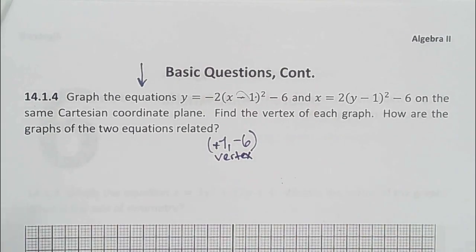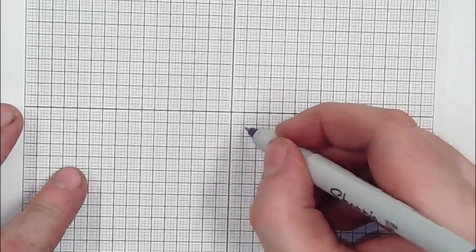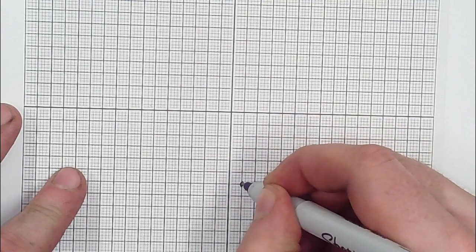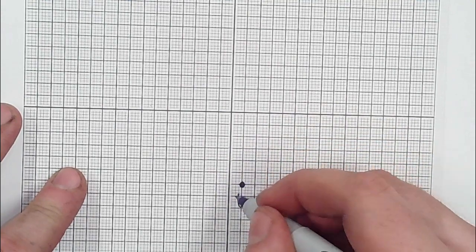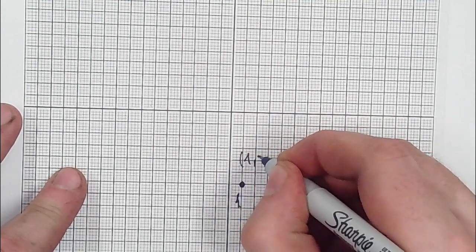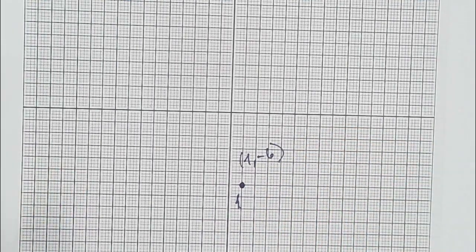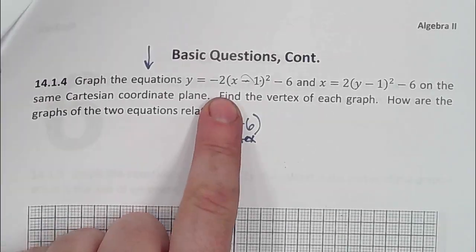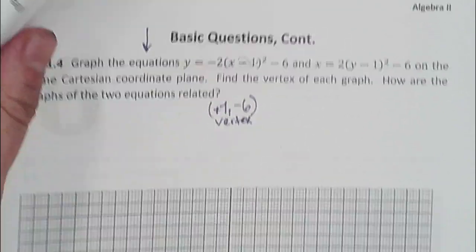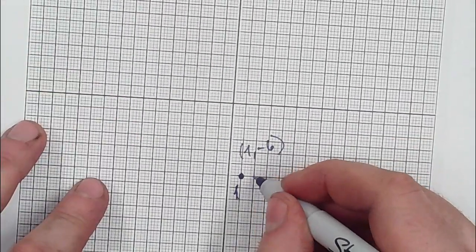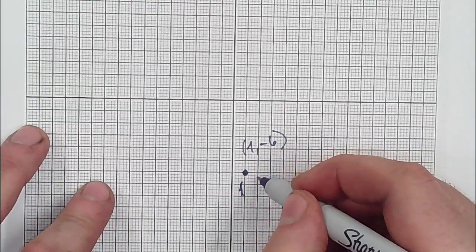So let's graph that quickly. 1, -6 is here. 1, 2, 3, 4, 5, 6. And it's going down, so I shouldn't put a line there. There we go, 1, -6. It's going down twice as fast as a normal parabola. So instead of going 1, 1, it's going to go 1, 2.